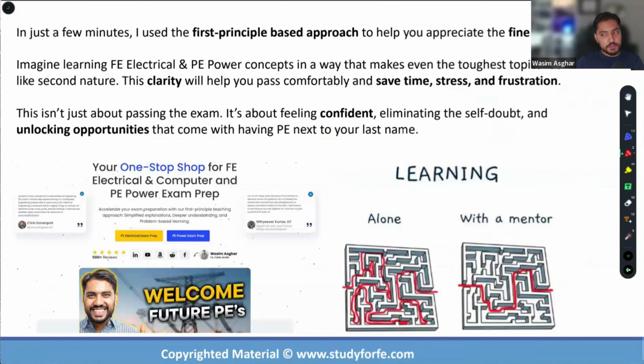Throughout this session, I tried to explain things using first principles, which is an unbroken chain of logical explanations, rather than relying on fancy terminology and scaffolding to help you memorize and take a plug and chug approach. These are fine details. They're going to serve you well not only with your FE electrical and computer exam preparation, but with the PE power exam preparation. And with this clarity comes the confidence that can help you save time, stress, frustration, and also unlock opportunities for you.